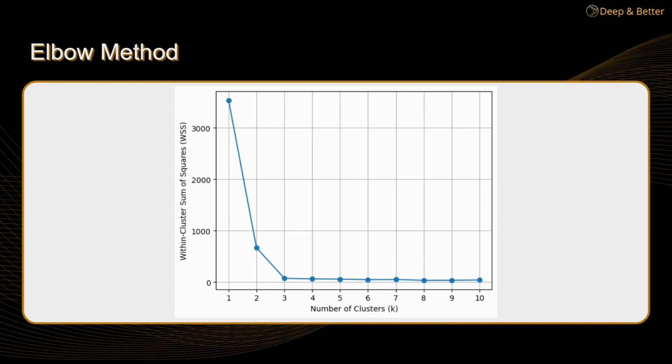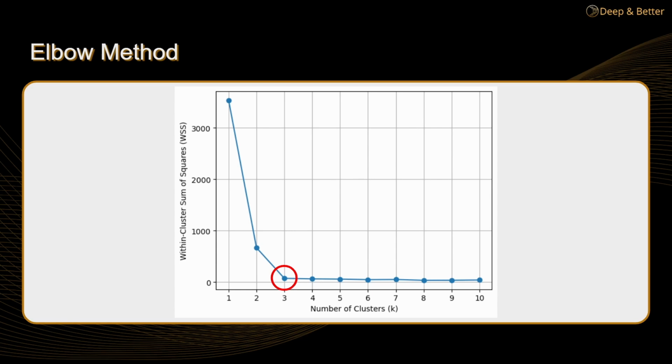It's important to note that for k equal to 1, no meaningful division occurs. In the extreme case where k equals the number of data samples, each point becomes its own category and WSS equals 0. What we are looking for is the characteristic elbow point on the chart, beyond which the reduction in WSS becomes less significant. You can think of it as the largest value of k that still results in substantial improvement in clustering quality, or in other words, a significant increase in intra-cluster similarity.